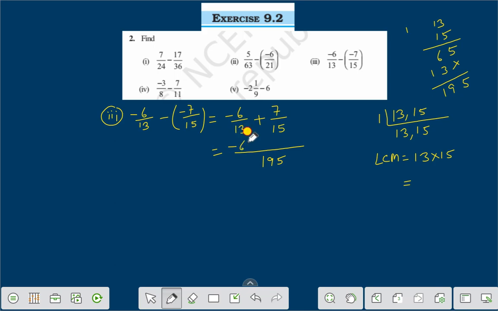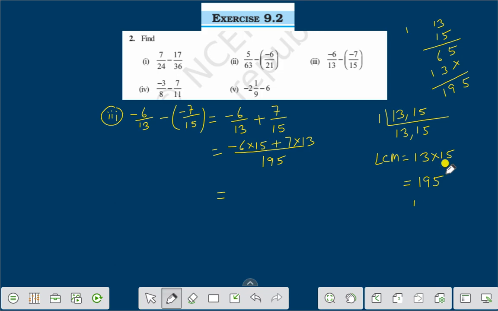So minus 6 into 15. If you divide 195 by 15, you will get 13. That is plus 7 into 13.